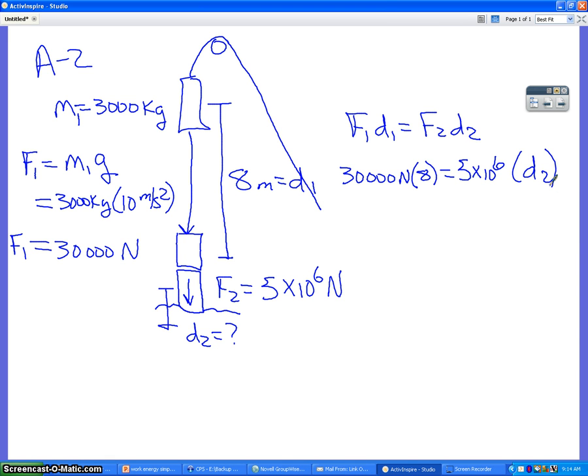When you do your math, you should end up on this problem with a distance of 0.048 meters, and that should be equal to your distance. And that is the end of problem A-2.